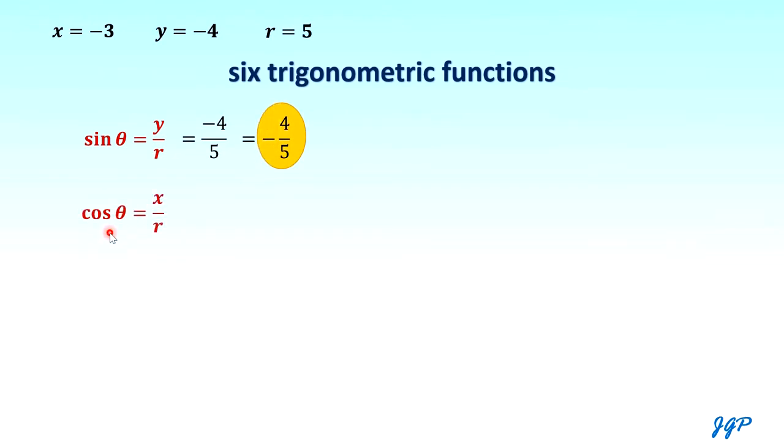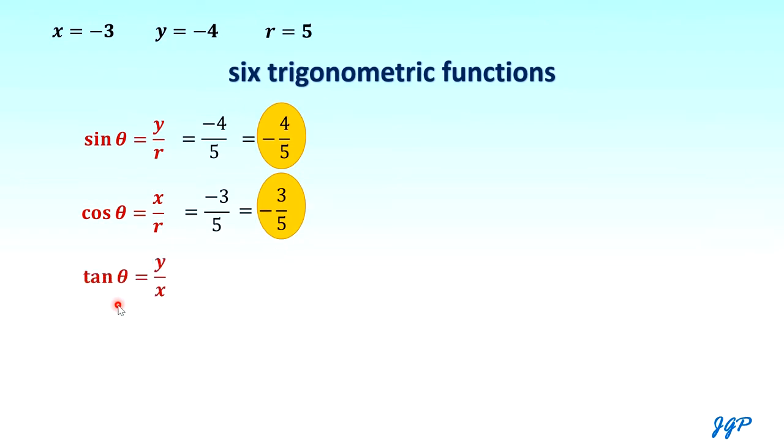Let's proceed to cosine theta, and that is the value of x over r. Let's replace x by negative 3 and r by 5. So we now have negative 3 over 5, or you can rewrite it also as negative 3/5. So that is the value now for our cosine theta.